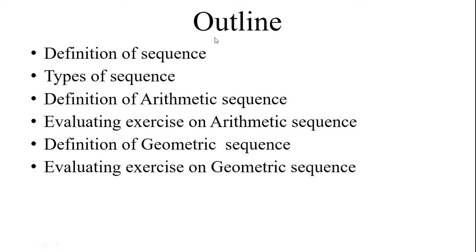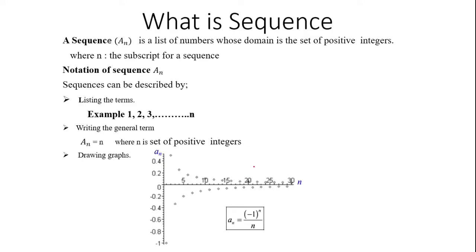So here is my outline for today's class. First we are going to see what sequence means, and we will also see the types of sequence. Basically there are two types of sequence: arithmetic sequence and geometric sequence. We'll try to see them one by one, and I'm also going to evaluate some exercises on both arithmetic and geometric sequences. So let's start by defining what sequence means.